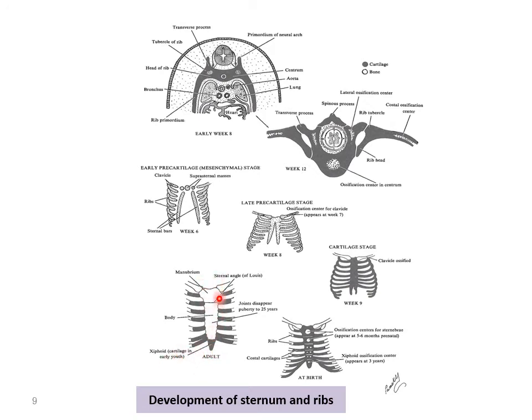This is the adult shape of the sternum, and we have here the costal cartilages. Also, the joints disappear at puberty to 25 years. At puberty, up to 25 years, the joints that were present between the parts of the sternum disappear.